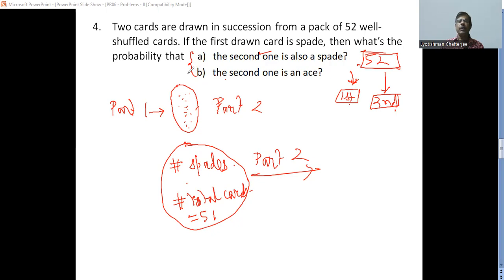And for this one, what is the configuration? For this one, configuration will be, please understand, the configuration that you will be interested in order to solve the problem will depend on the question. For the second one, the question is asking about S. So here, your configuration of interest will be number of S's remaining and total number of cards.